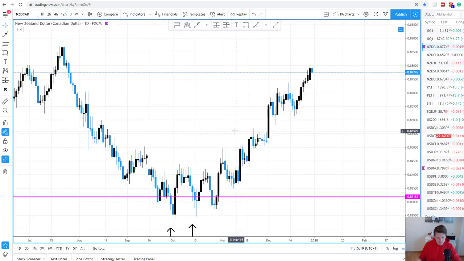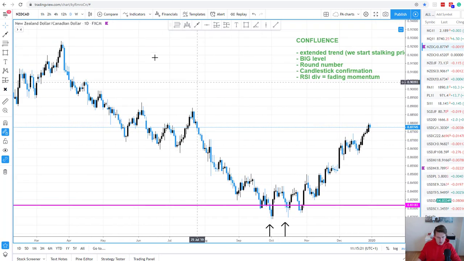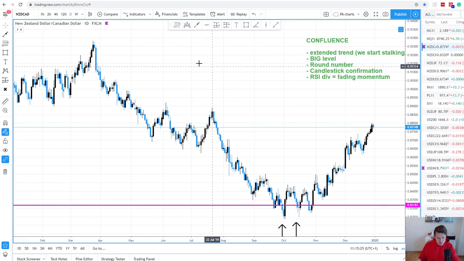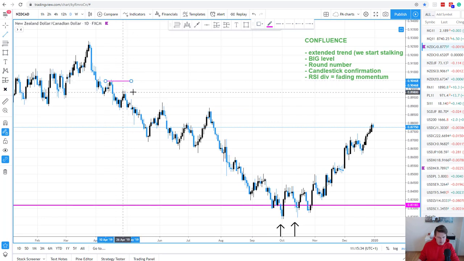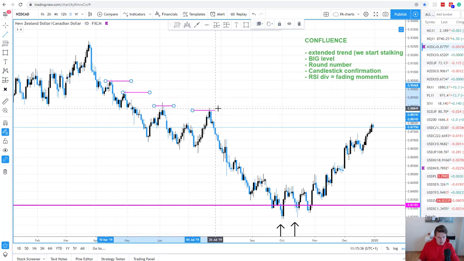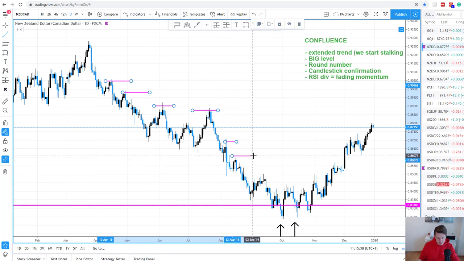So what do we need now? To get the final piece of the puzzle, you want to see a break of structure. What is a structure break? When we look at a downtrend, and if we remind ourselves of the Dow theory, which has been around for decades and decades and decades, a downtrend is characterized by lower highs and lower lows.